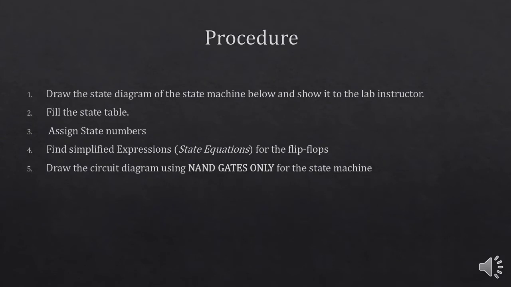You have already studied the state machine in your theory lecture. You can go through the lecture. I will just give a brief overview. These are some of the steps for constructing the state machine. First you have to draw the state diagram. Next you have to fill the state table. After filling the state table you have to assign the state numbers. After the state numbers are assigned, you have to find the simplified expressions using the K-map for the flip-flops. Next you have to draw the circuit for the state machine using the simplified expressions of the states and the output.